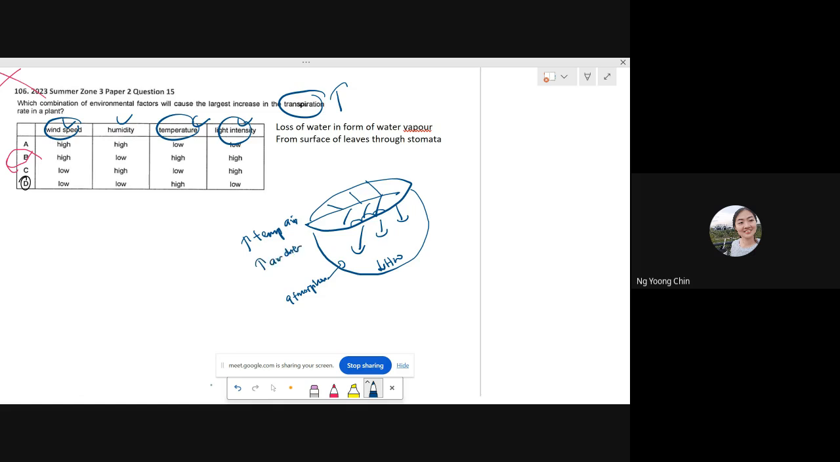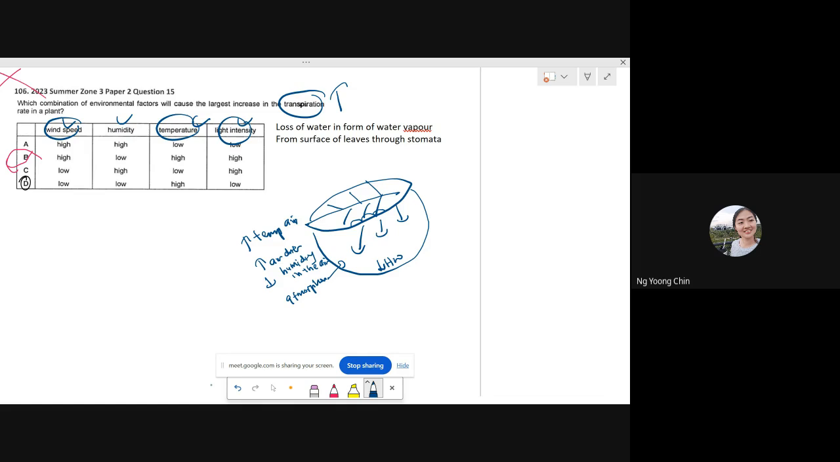And when you increase the temperature, the air becomes drier. Drier means the water vapor inside the air will be reduced. So you're actually reducing the humidity in the air. Means that 如果你增加这个周围空气的这个温度，你会让这个空气变得比较干燥。如果你增加这个温度的时候，对不对？代表它那个空气里面的这个水就会减少。Okay, can you understand?